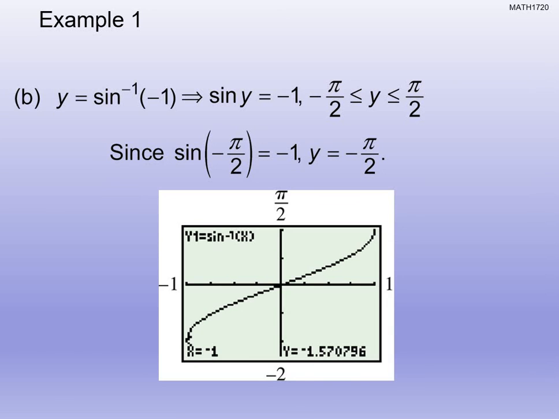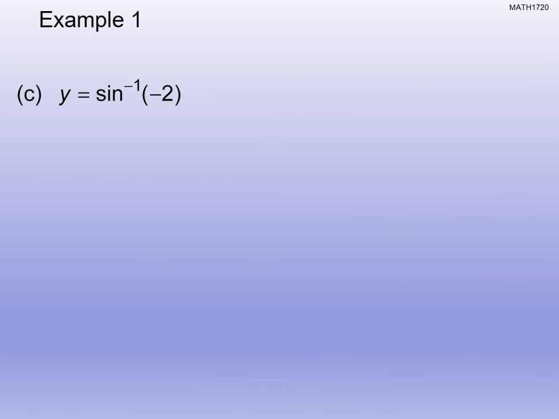If we were looking at the graph, this is just giving us another view of it. This next one is here to trick you. It says y equals sine inverse of negative 2. So that would mean sine of y equals negative 2. Is that possible? You should say no, because why?